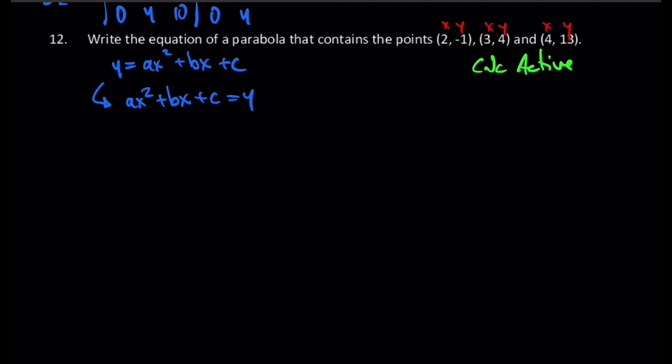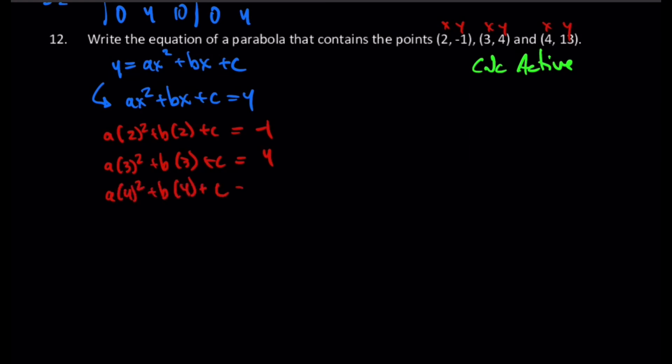My first equation is going to be using this point. All right, so if x is 2 and y is negative 1, this is going to be a times 2 squared plus b times 2 plus c equals negative 1. Now I'm going to do the same thing with that point. X is going to be 3, y is going to be 4. A times 3 squared plus B times 3 plus C equals 4. And then my third equation comes from that point. X is now 4. A times 4 squared plus B times 4 plus C equals 13.